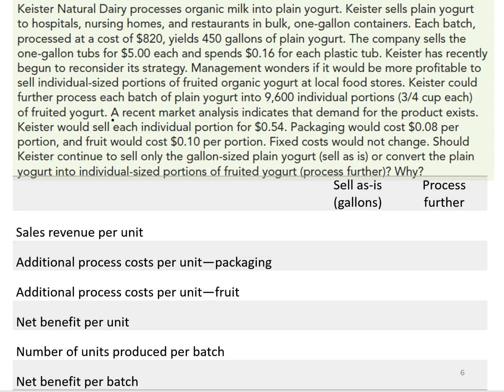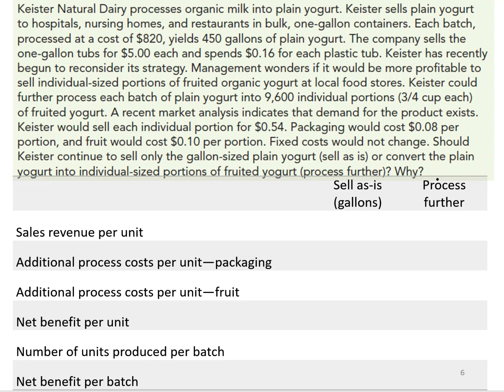fruited yogurt. A recent market analysis indicates that demand for the product exists, and they would sell individual portions for 54 cents each. Packaging would cost 8 cents per portion, and fruit would cost 10 cents per portion. Fixed costs would not change should they continue to sell the gallon-sized plain yogurt as is or convert the plain yogurt into individual-sized portions. And why?